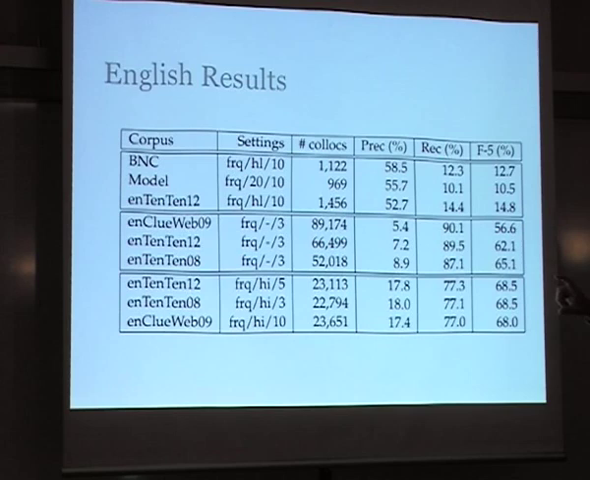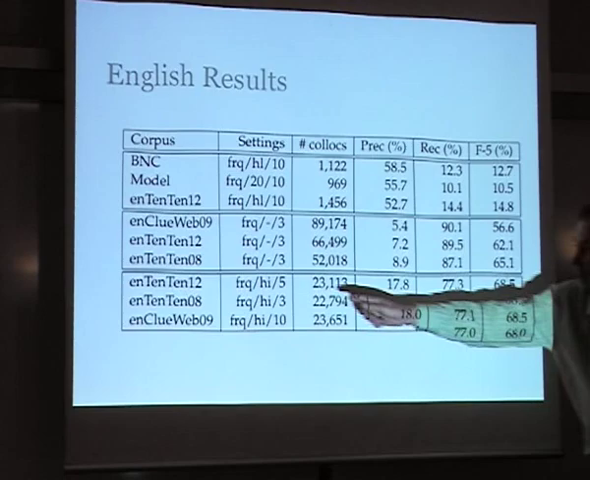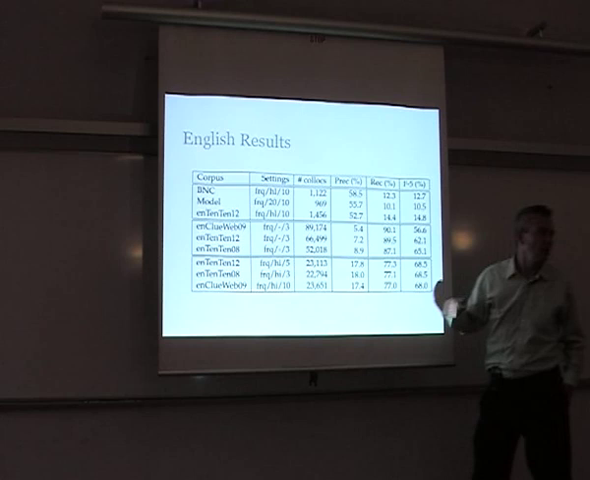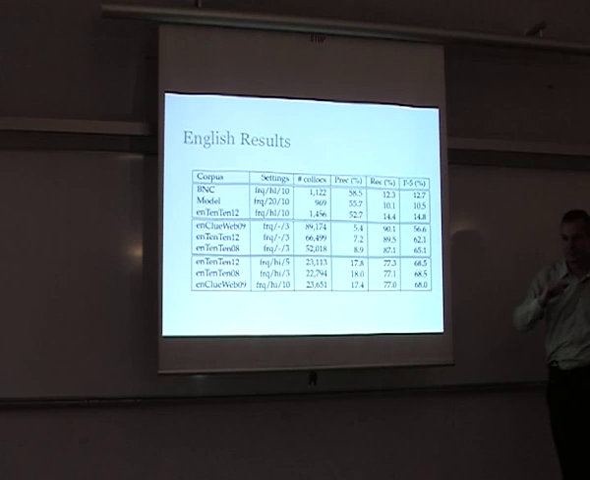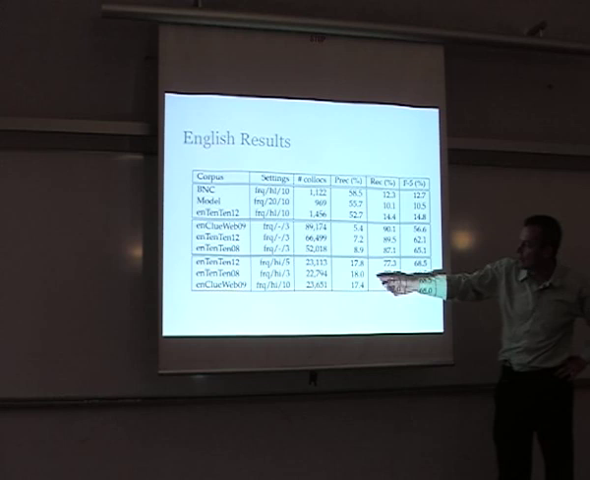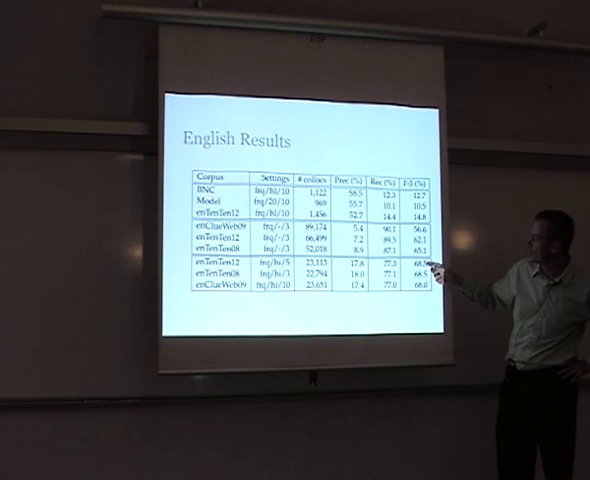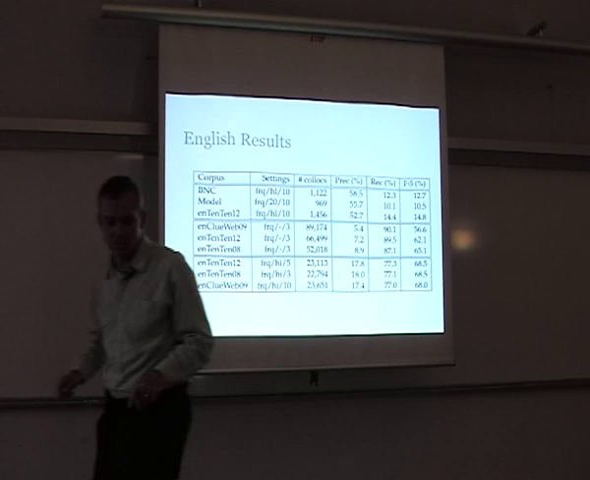When we put the precision and recall together in the F5 score, the highest scoring corpus is enTenTen12 with a frequency cutoff of 5. Also, all of these use the raw frequency rather than a more complicated statistic for deciding whether something was a collocation or not. And so in this line here, this is our top result. We've got 18% precision, 77% recall, and so we're doing well with that F5 score. That was for English. I should have spent longer on the Czech.